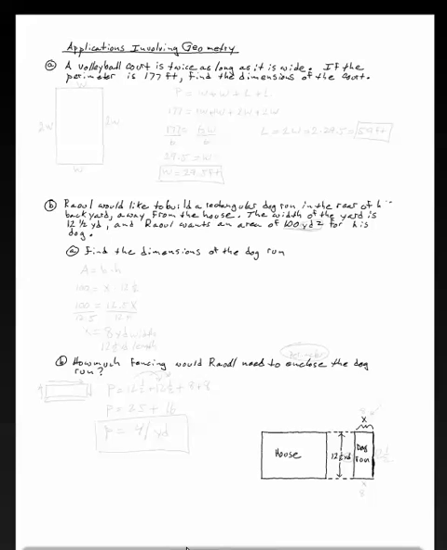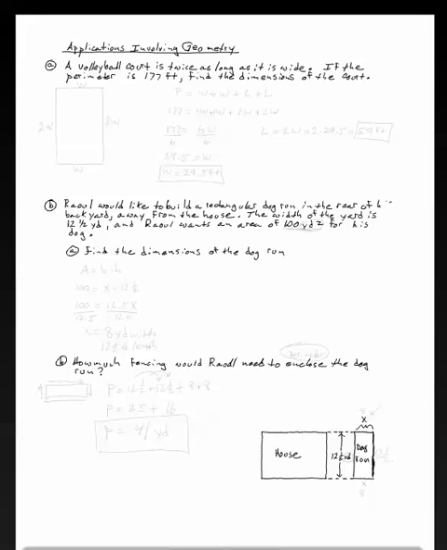So this pencast is on applications involving geometry. Example A says a volleyball court is twice as long as it is wide. If the perimeter is 177 feet, find the dimensions of the court.